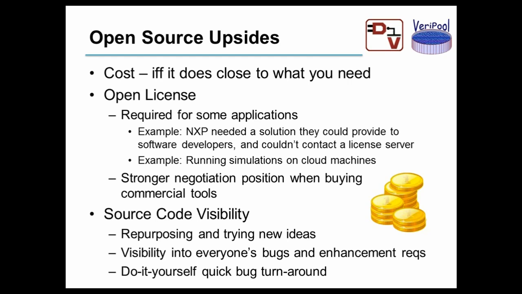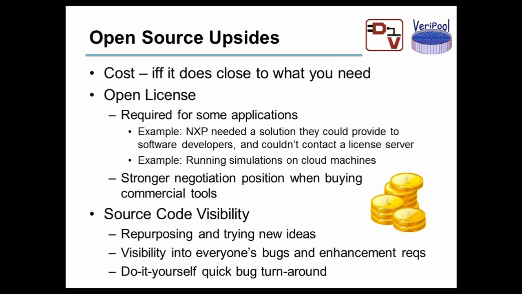For example, NXP has some processor chips, and they wanted their developers to be able to use the model of their chips, and they couldn't contact a license server because it's just developer laptops. So it's very valuable not to have a license. And it also lets you negotiate from a much better bargaining position when it's time to actually buy real commercial licenses. They know that you're using Verilator, and they know that there's an alternative to their simulator, and suddenly, magically, their prices get decreased. So big surprise.